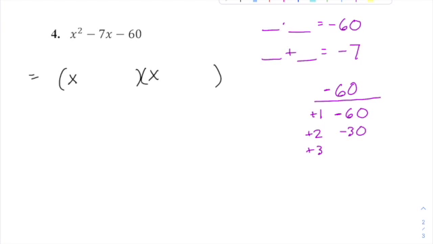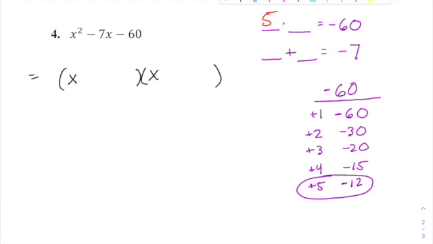Does 3 go into 60? Yes, 3 goes in, negative 20. But those add up to be negative 17. Does 4? 4 times 15. So positive 4 and negative 15 will add up to be negative 11. Getting closer. Does 5 go in? Yes, it ends in zero. 5's got to go in. 5 and 12. So negative 12 and positive 5, that adds up to negative 7. There's your combination you're looking for.